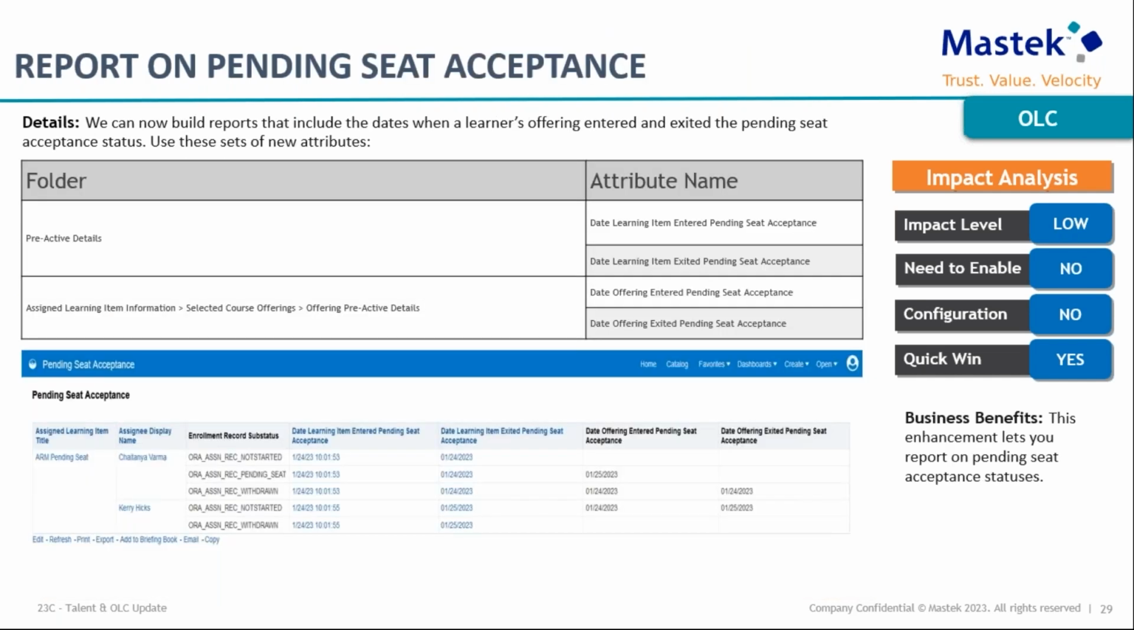You also are now able to report on pending seat acceptance and look at when the learner entered or exited the pending seat acceptance status. So that's just more detailed reporting on seat-based learning. So if you have a wait list or if you have instructor-led trainings a lot, then this will really help you with decision making. And sometimes, depending on the structure of your course and the financial fees expectation, etc., you should be able to have that information handy. Again, quick win.